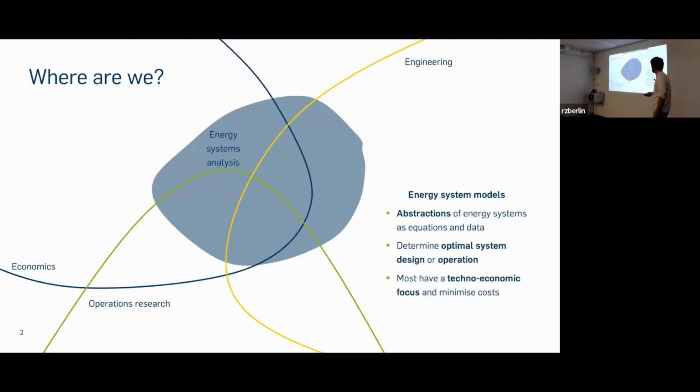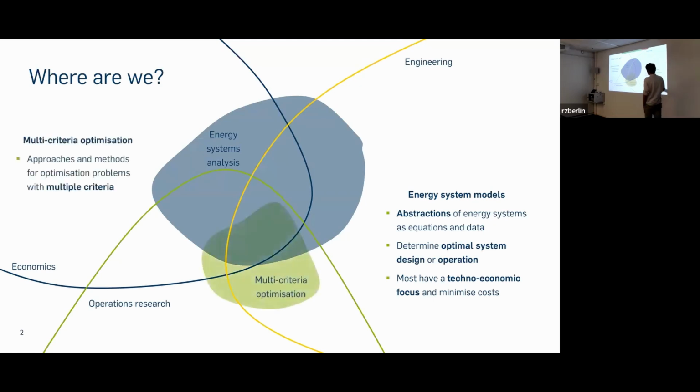constraints. The other part of the title is multi-criteria optimization, which is mainly a subdiscipline of operations research, and it deals with methods and approaches to solving optimization problems that involve multiple objectives or multiple decision criteria. And my PhD is located somewhere where these two areas overlap.